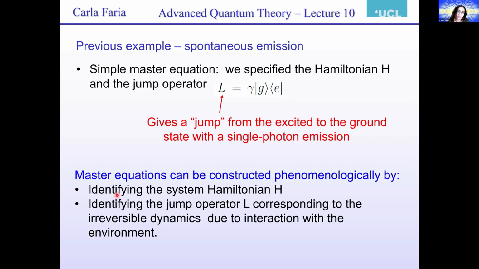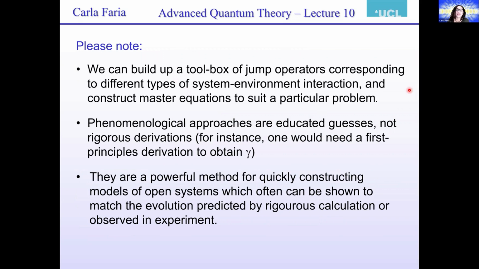You identify the system Hamiltonian. You identify what your jump operator would be, depending on the dynamics that you want to consider due to the interaction with the environment. You can then use the opportunity and you can build a toolbox of jump operators corresponding to different types of system-environment interaction. And there you can use your creativity, you can use your common sense, and you have to see exactly what is happening to the system because of the environment. And then you can construct master equations to make them suit a particular problem.